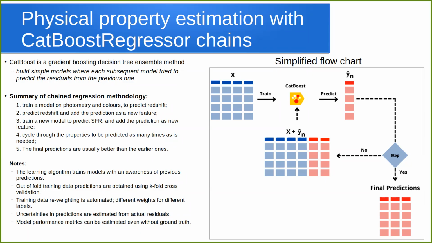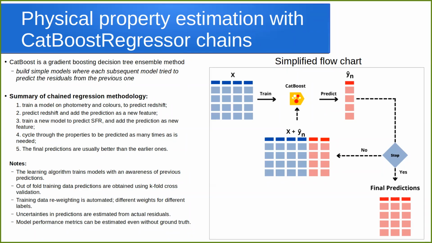Basically, what the method does is, so hopefully it's not too complicated, but maybe in questions we can discuss more. So you start off with X, which is the training data, basically. So this is like colors and magnitudes. You train the first model on it, then you make predictions of your Y hat, basically, which is the prediction of the label. So this might be redshift or mass or star formation rate. And then what you do is you decide, okay, is that enough? Do I stop or do I carry on?